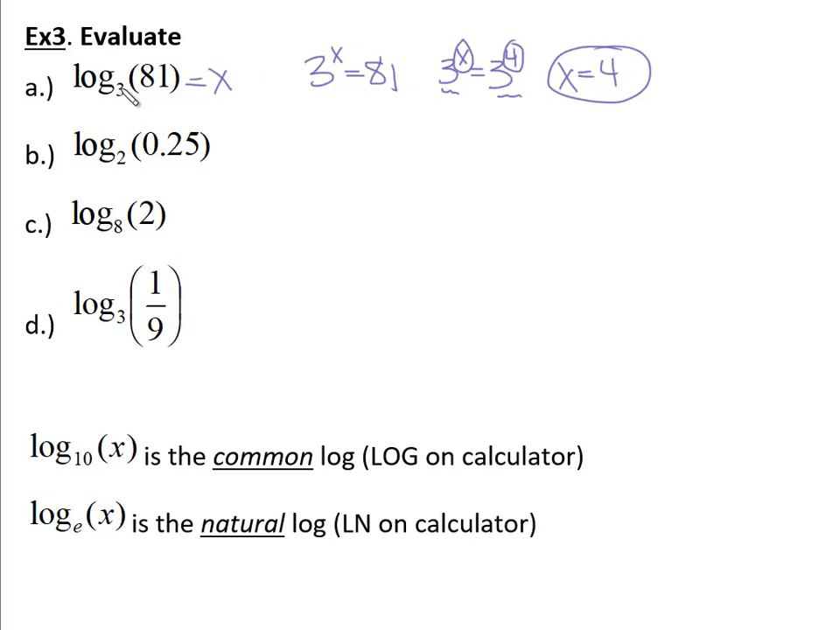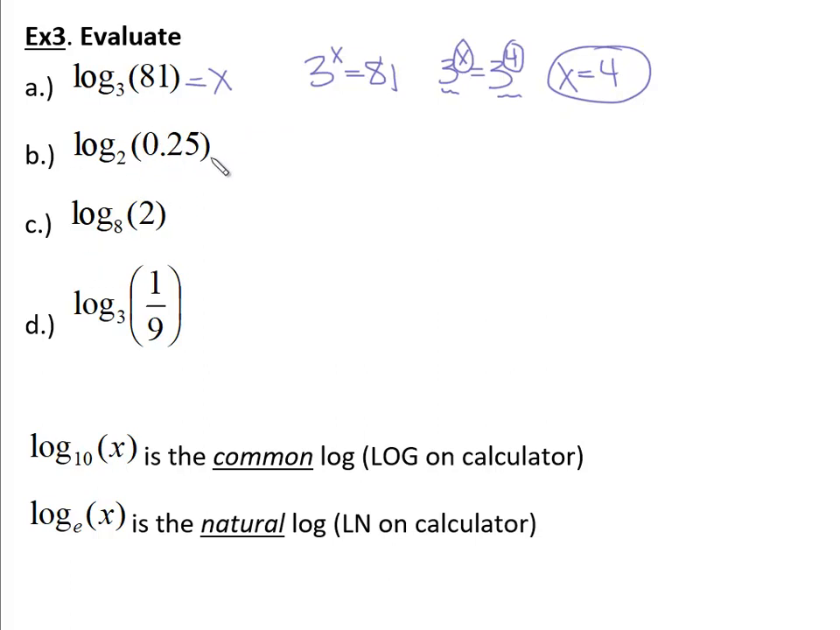Another way to try to answer these or solve them is to know what the logarithm is asking. It's saying 3 to what power is 81? And sometimes they'll have nice whole number answers. In this case, 3 to the 4th power. So that's what the value of that logarithm is.